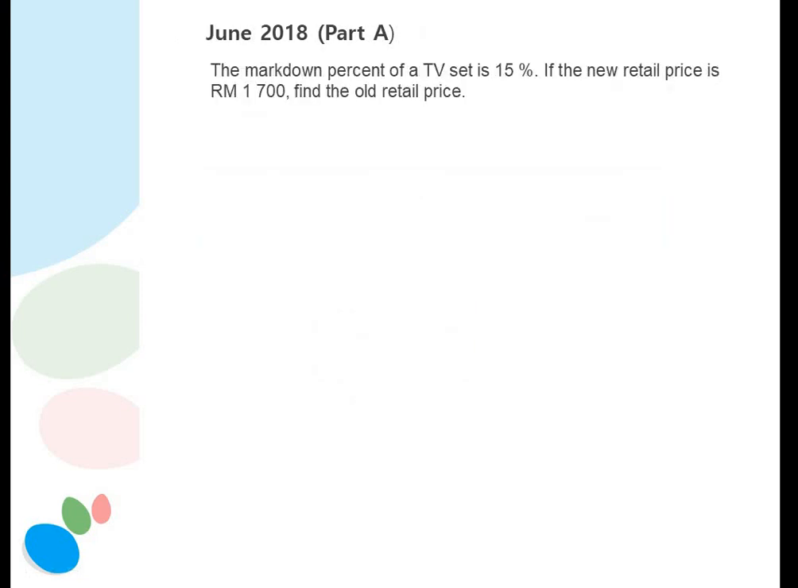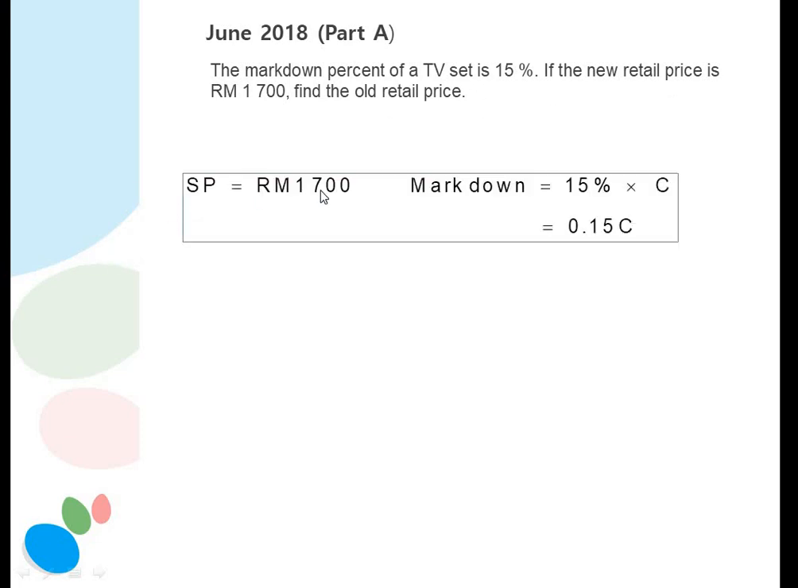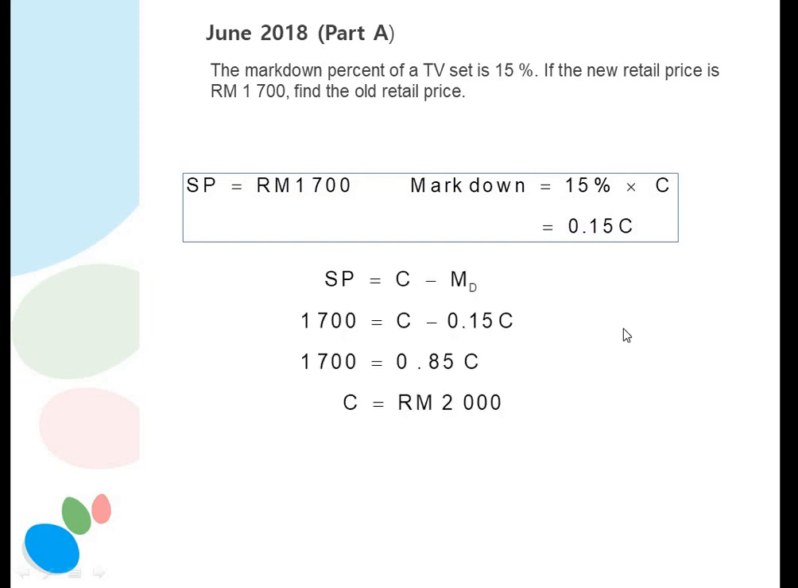June 2018, part E, the markdown percent of a TV set is 15%. If the new retail price is RM1700, find the old retail price. Okay. The selling price is 1700. Okay, the new selling price. Markdown 15% of cost, which equal to, simplify, 0.15C. Alright, so SP equals C minus MD, substitute, and we get C equal 2000.